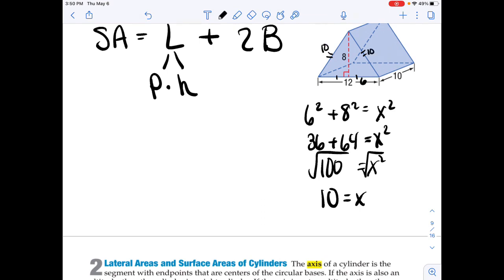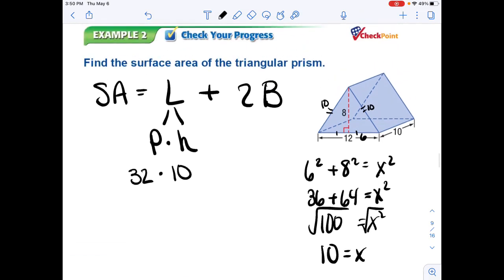I can now find my perimeter, which will be 32 because 10 plus 10 plus 12 is 32, times the height of my prism. The height is what connects the 2 bases. Then I need to find the base. This time it is a triangle, so it's base times height divided by 2. So the base of my triangle is 12, my height of my triangle is 8, and I divide that by 2. Notice I can cancel these 2's out, so I do.